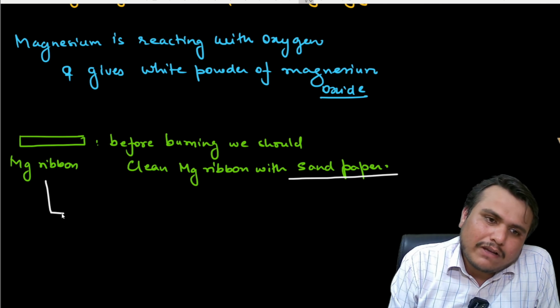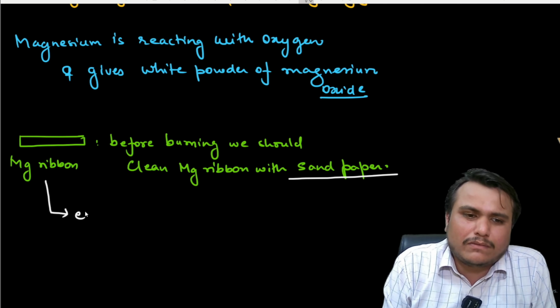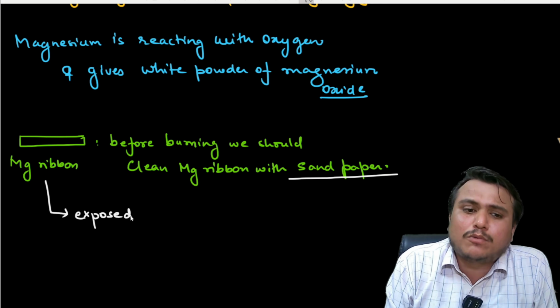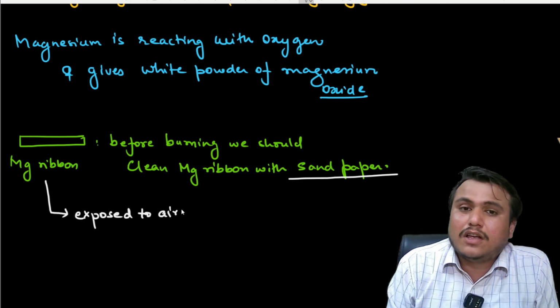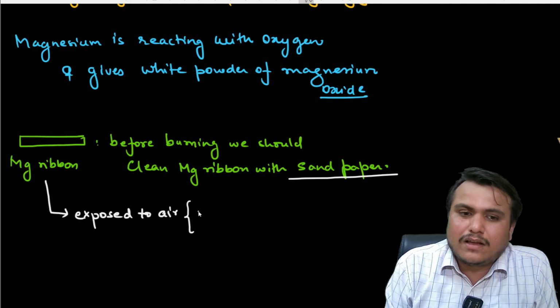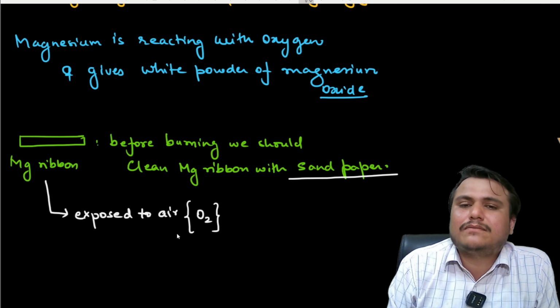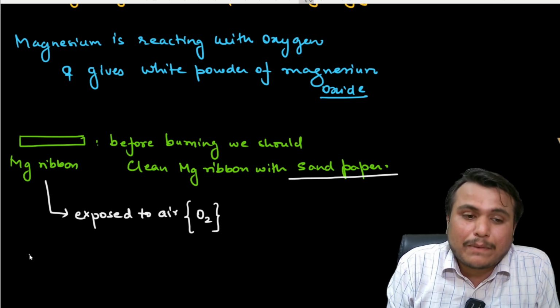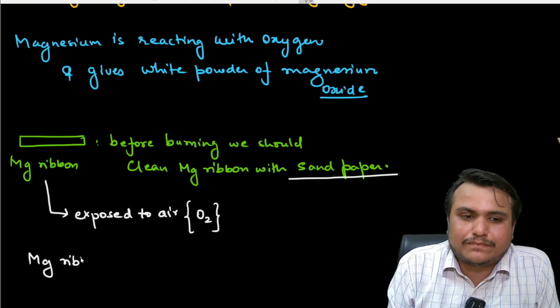See, when this magnesium ribbon is placed in the open, I can clearly say it is exposed to air. Now, you will say, sir, in air we have oxygen present. Yes, it is there. So, what happens to this magnesium ribbon?